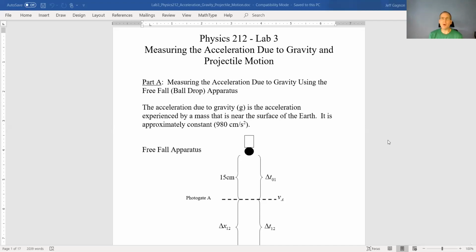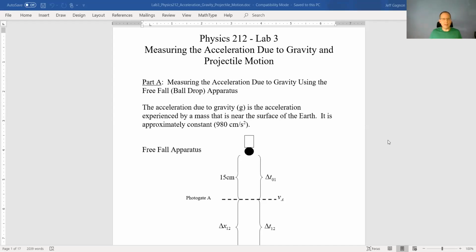In this lab, we're going to discuss measuring the acceleration due to gravity using what's called the ball drop experiment, and also using a simple pendulum. Then we're going to look at projectile motion, where we will analyze data that I have collected for you. There is also a really good simulation where I'll have you collect some data, and then we'll analyze that data as well.